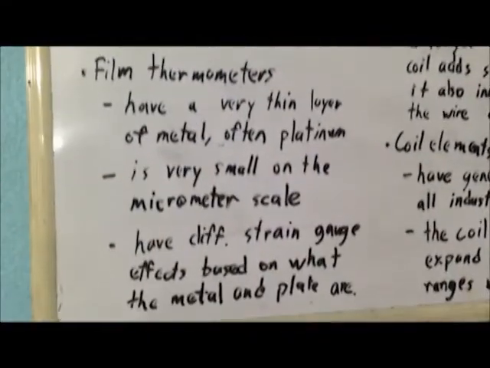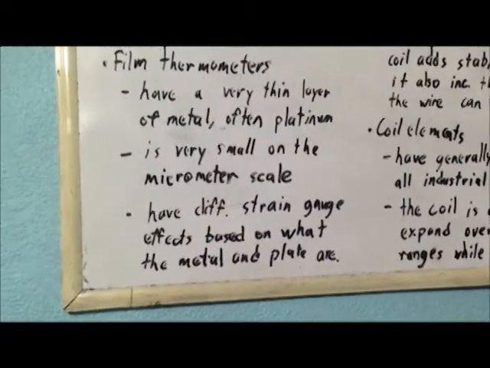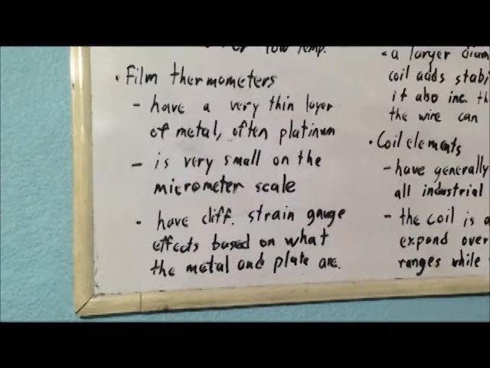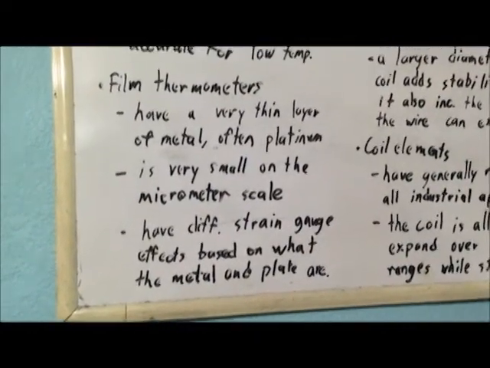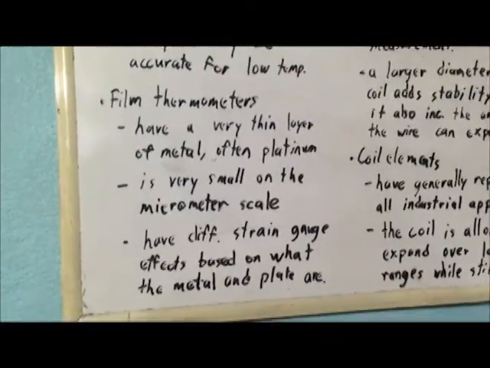Second is the film thermometers. They have a very thin layer of metal, often platinum, on a plate. This layer is very small, on the micrometer scale. These thermometers have different strain gauge effects based on what the metal and plate are composed of.